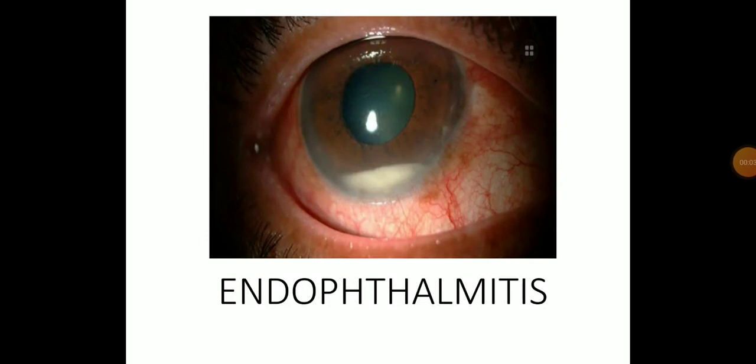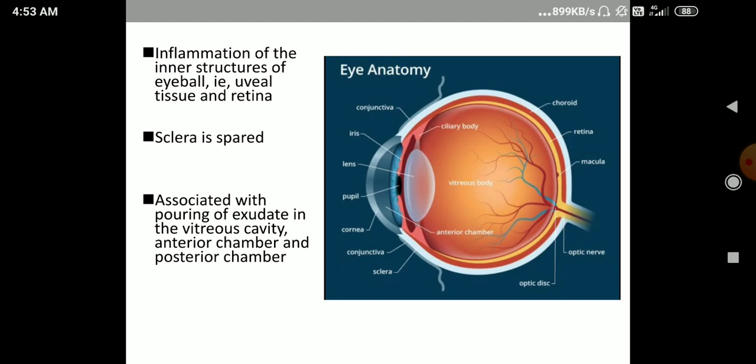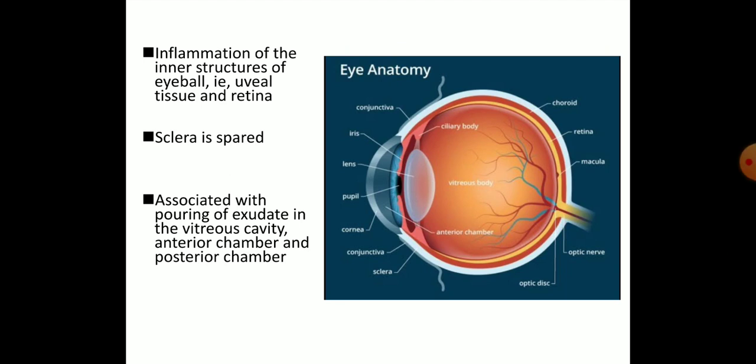So endophthalmitis: endo means inner, inside. Ophthalmitis is an inflammation. So the inner structures of the eyeball are getting inflamed. That is the uveal tissue and the retina. Uveal tissue means iris, ciliary body, choroid, all that is included, and also the retina portion is involved. So what you can see here is the choroid and retina are involved, but the sclera is not involved.